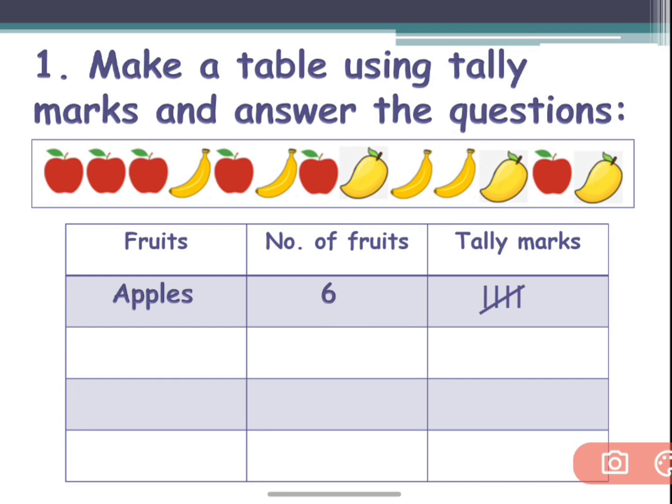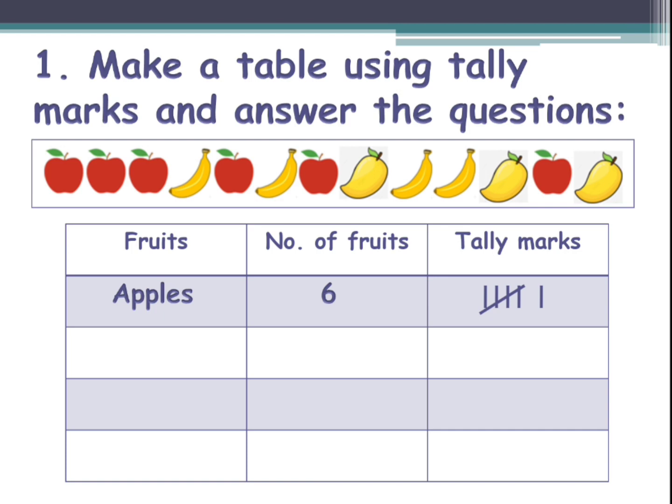Okay, so now here how many are there? Five are there, isn't it? One more you have to draw, so you'll draw one, which becomes 6. So this is your 5 and this is your 1. 5 plus 1, 6. 6 apples we have. In that way, you need to draw the tally marks.